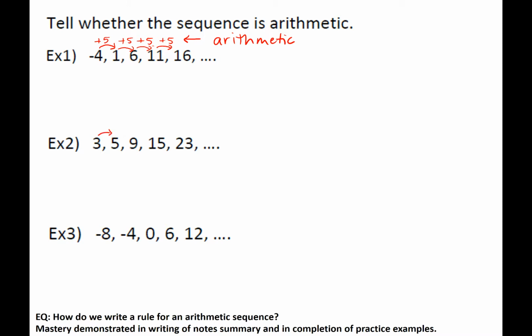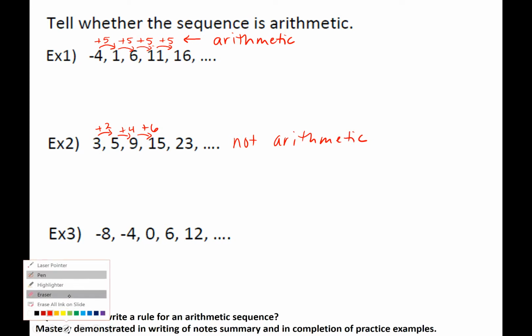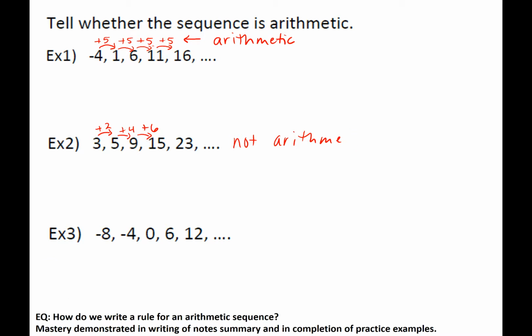All right, then we go to the next one. This one looks like I have plus 2, plus 4, plus 6. So we can definitely see a pattern, but since I'm not adding the same amount, it's not the same number. This one is not arithmetic. It still is a sequence. It still has a pattern. It's just not this type of sequence. Arithmetic is just a special type.